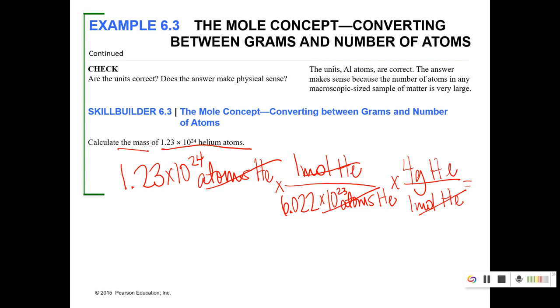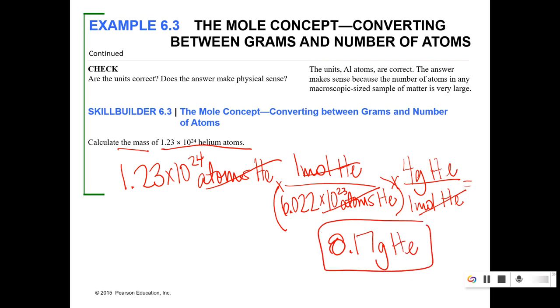If you're using a regular calculator or you don't know how to use the EE button, make sure that you put the bottom in parentheses. And I get that this is 8.17 grams of helium. Okay, if you need extra practice, please let me know. Reach out. I've got plenty.